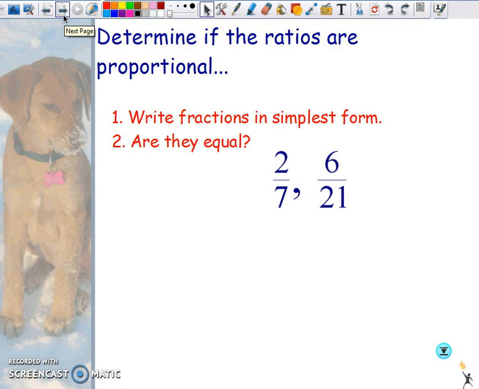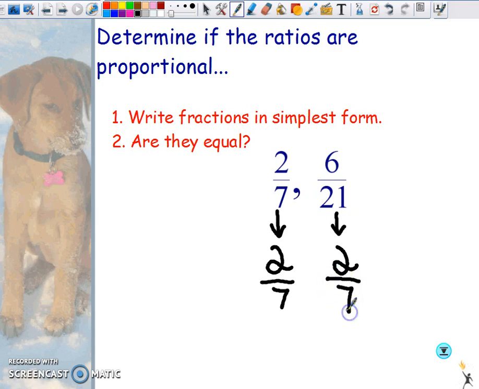The first way is we could write all our fractions in simplest form and see if they are equal. So obviously 2/7 is already in simplest form, so we just have to leave it. But we might be able to simplify 6/21 and see if that is going to equal the same thing. So we can divide. I know that 6 and 21 are both divisible by 3. So 6 divided by 3 gives us that 2. And 21 divided by 3 gives us that 7. In that case, these fractions are equivalent. So these ratios are equivalent as well and proportional.